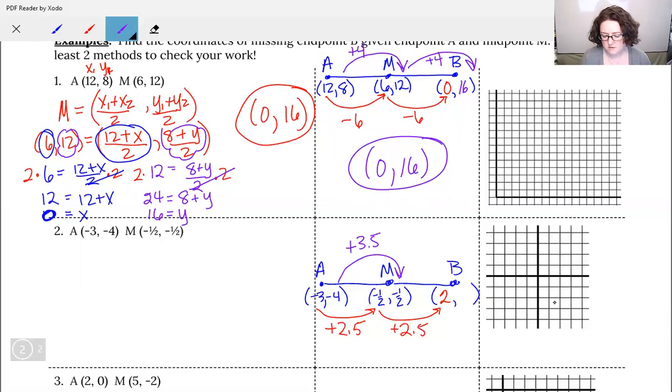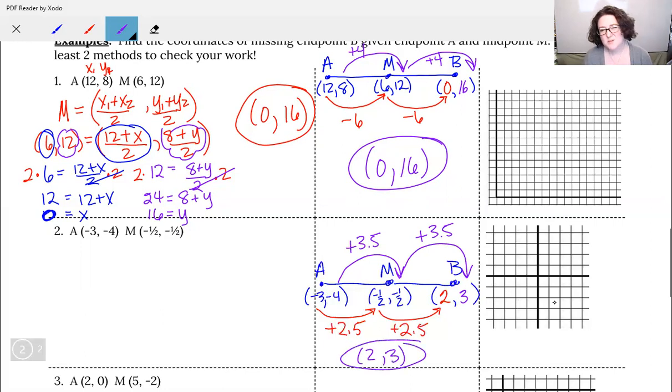So again, I have to do the same thing to find my y value. So plus 3.5. So what's plus 3.5 minus 1/2? We're at the point 2, 3.